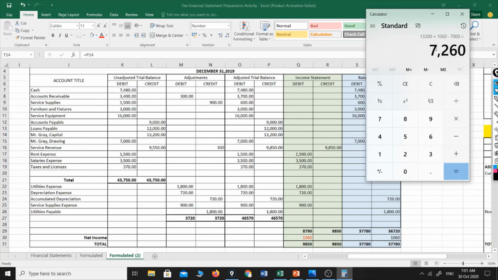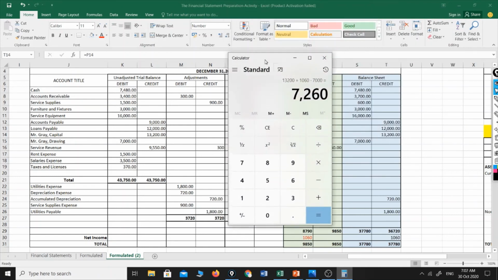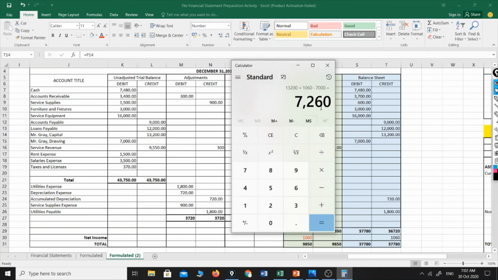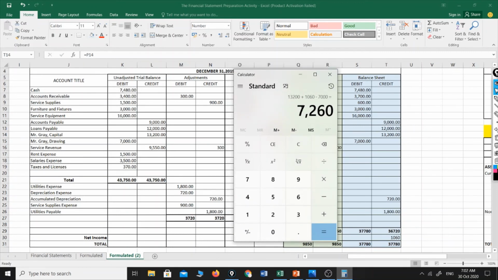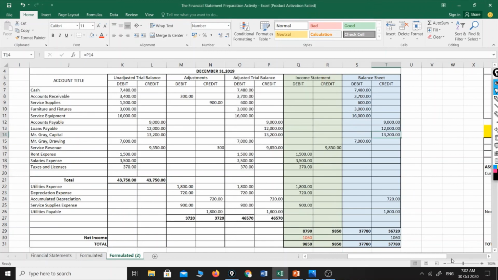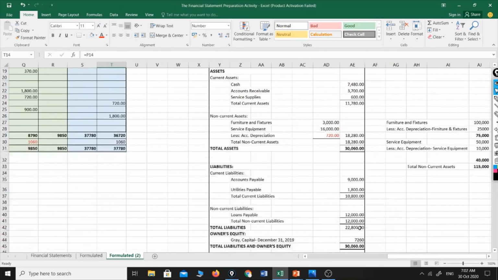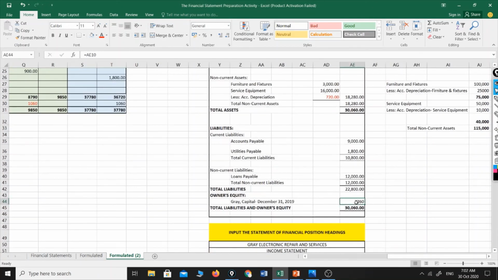So this is our ending capital balance, 7,260. So even if we cannot yet prepare the statement of changes in owner's equity, by using the worksheet we could still come up with the ending capital balance amounting to 7,260. So that is the amount here, 7,260. And then lastly, we total the liabilities and the owner's equity.